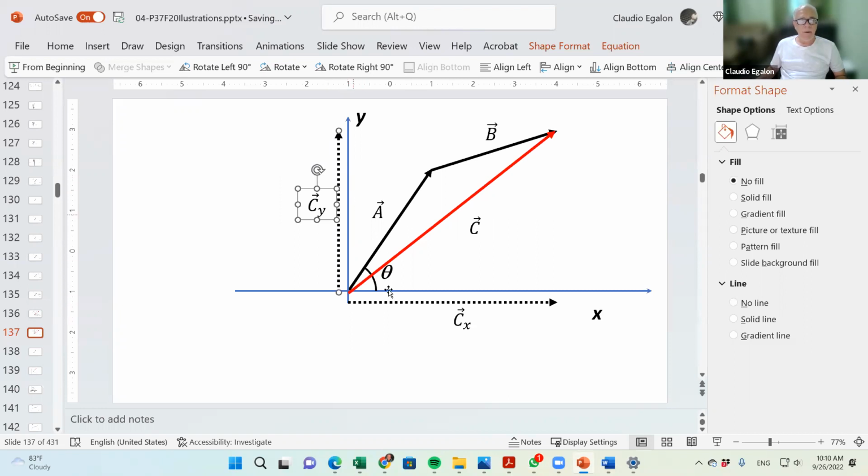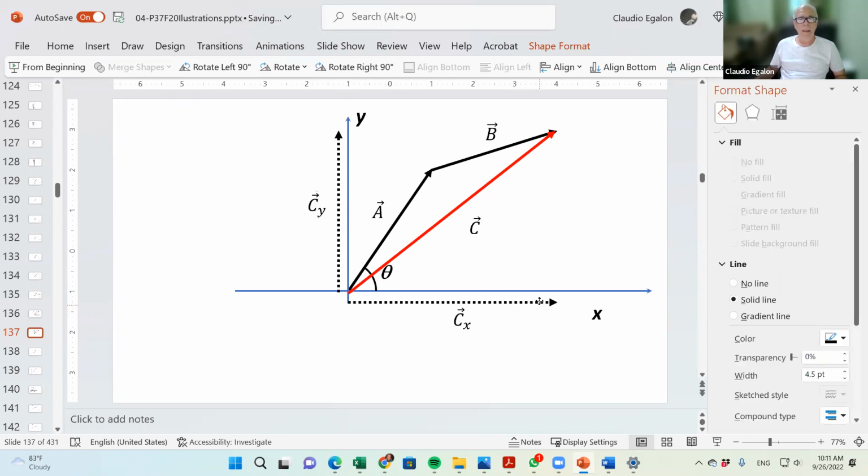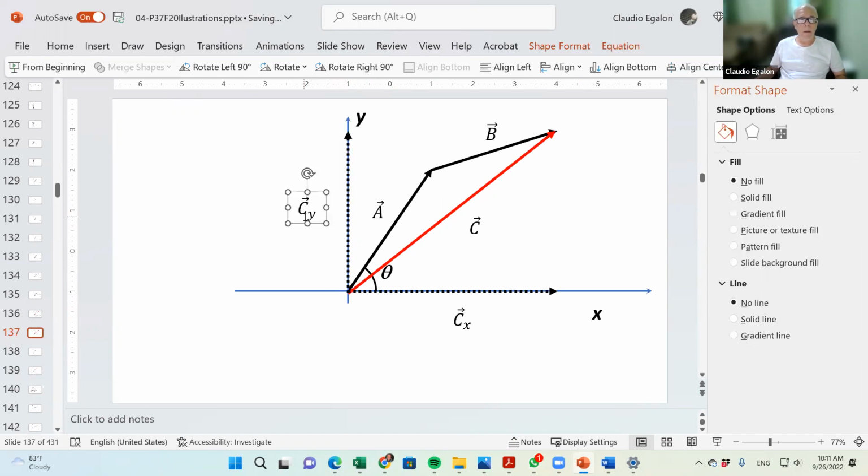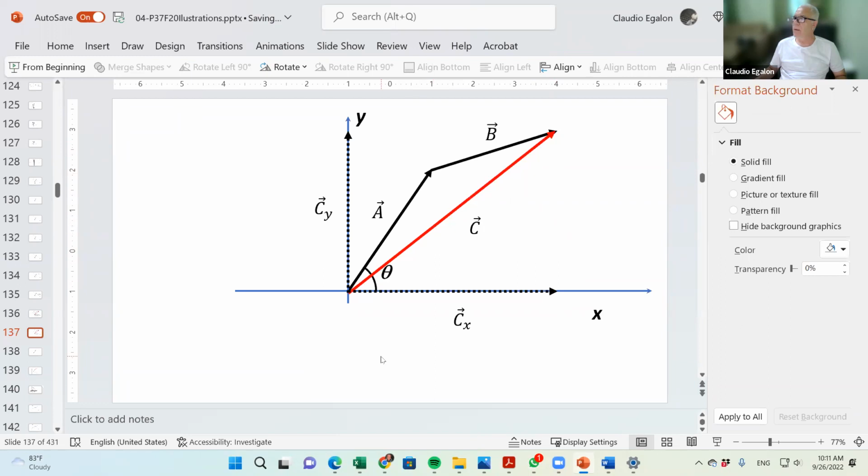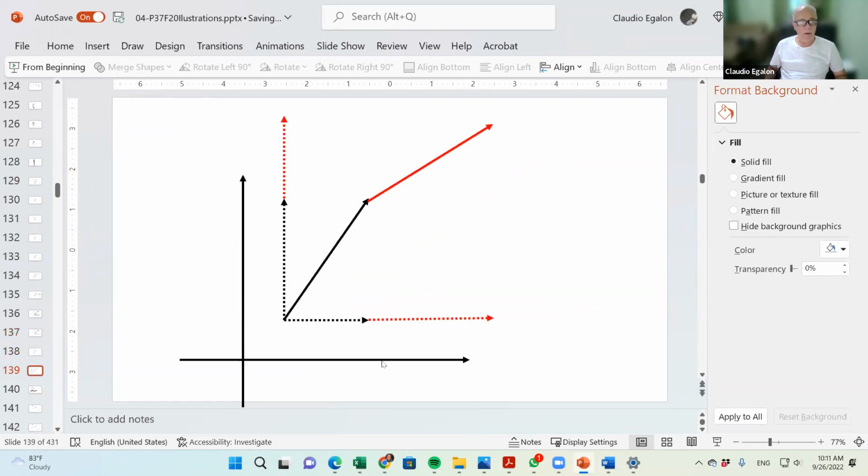We have just a regular summation, right? You can do the head to tail method, or you can do the parallelogram method here. The parallelogram method will result in this vector C that you see right here. Okay. Let's do a numerical example now.